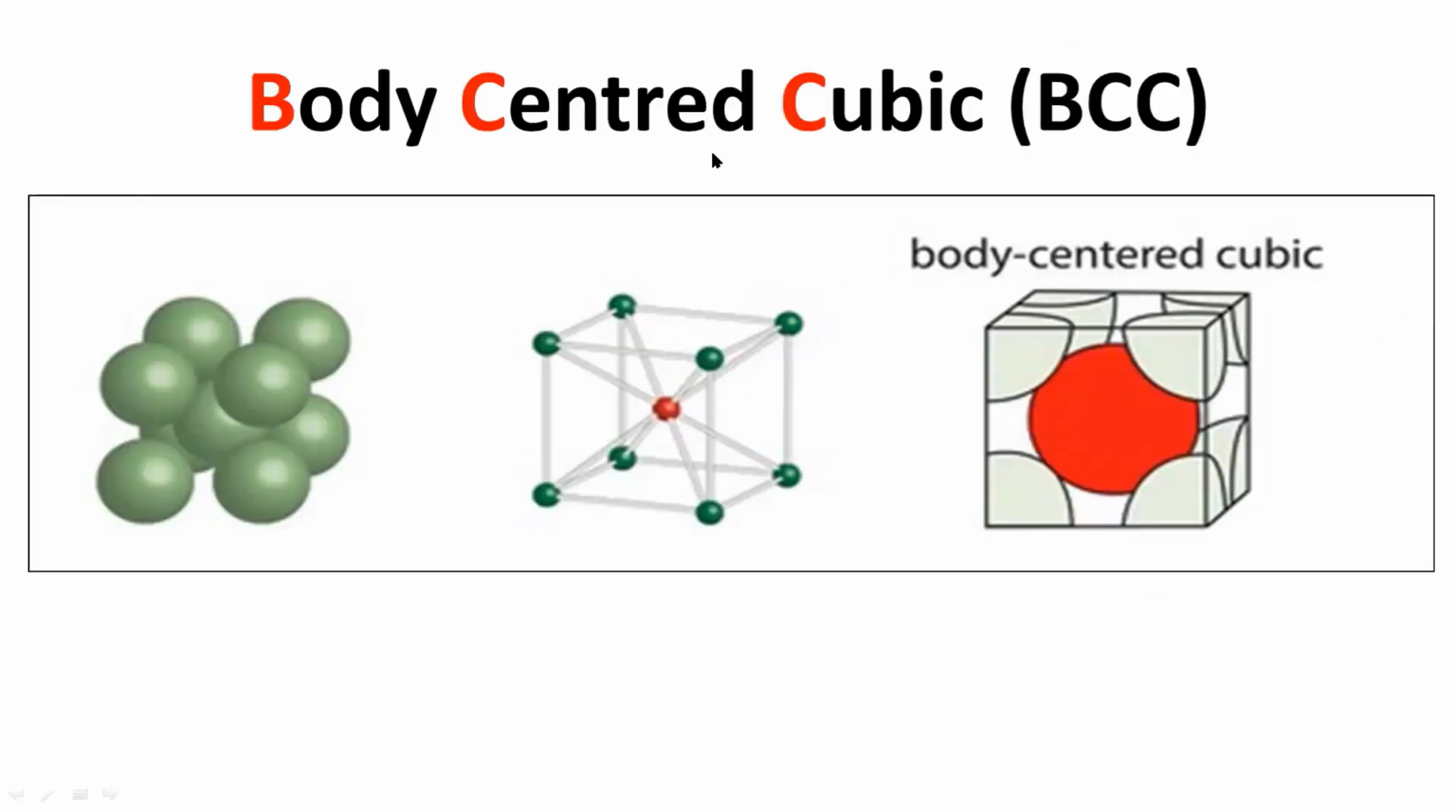Now we focus on body-centered cubic. In the body-centered cubic, we find the corners of the cube have 1 atom each, and at the center, that is the body of the cubic cell, we have 1 complete atom. If you see the practical view, the corner atoms are only 1/8, so they are forming 1/8 into 8 atoms, and the middle atom is complete in itself.